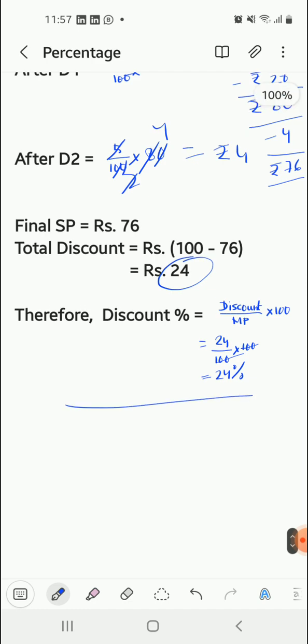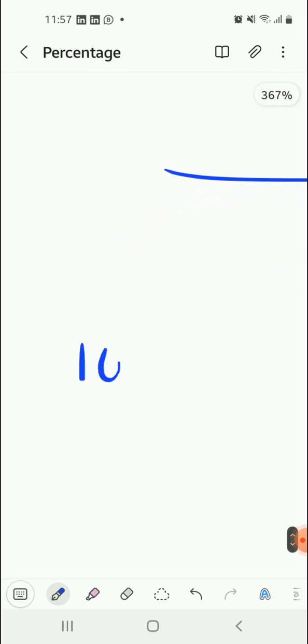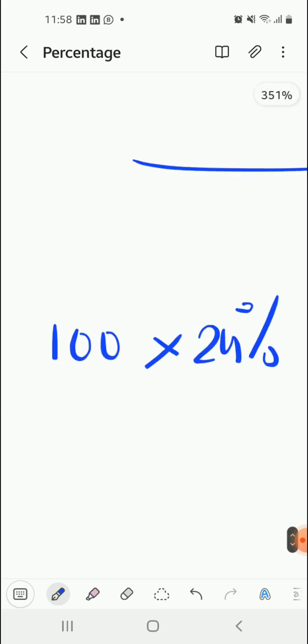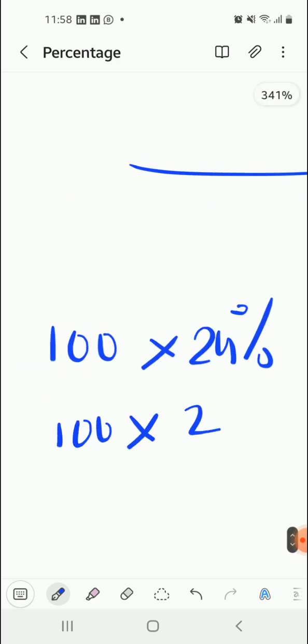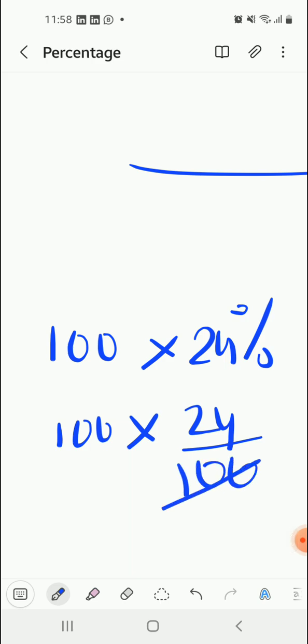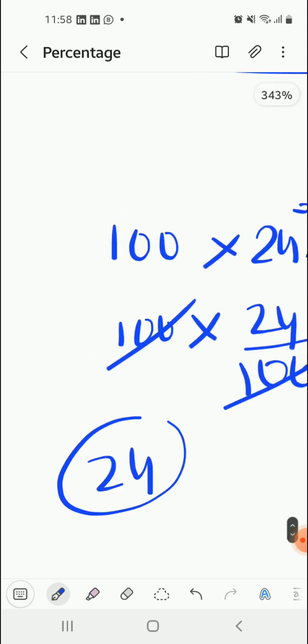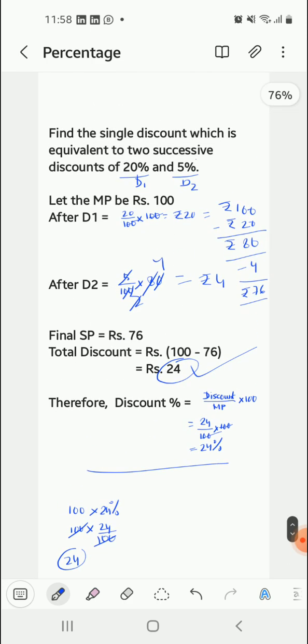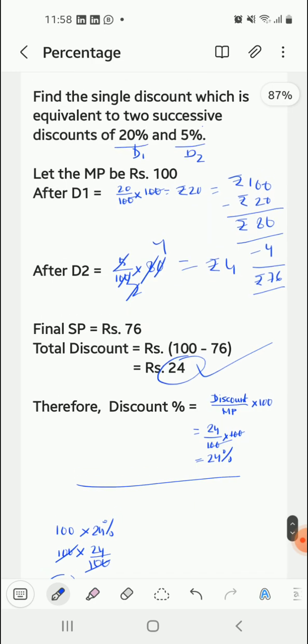We can also cross check this. If 100 was my marked price and we need to find 24% of it, it would be 100 into 24 by 100, that is, my discount would have been 24, which is equal to this. So hence proved that 24% is the answer. That's it.